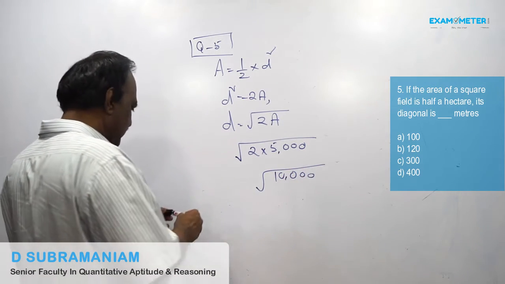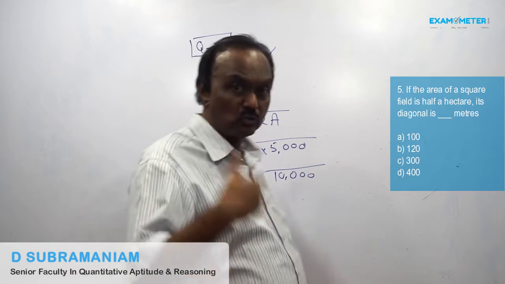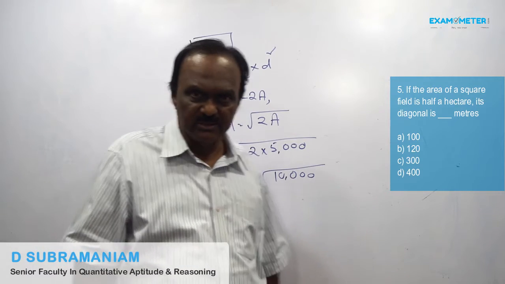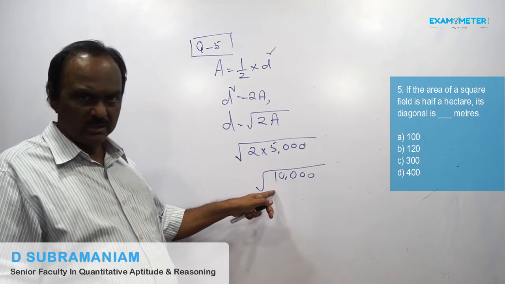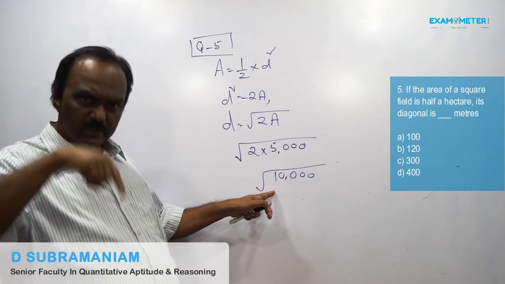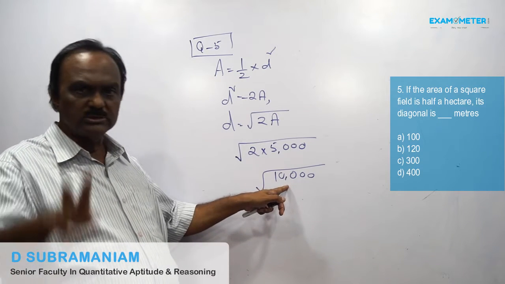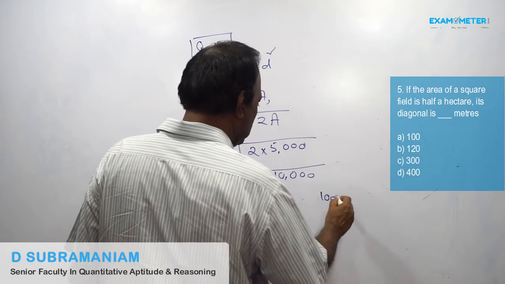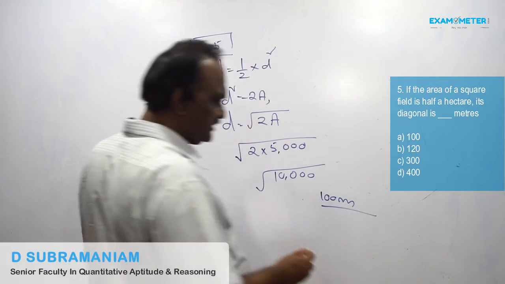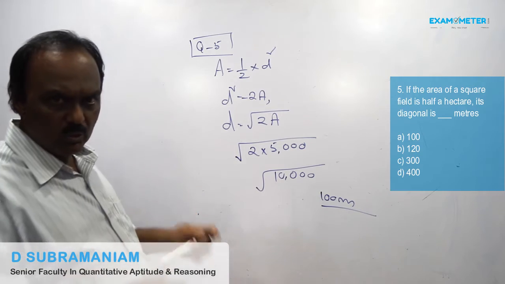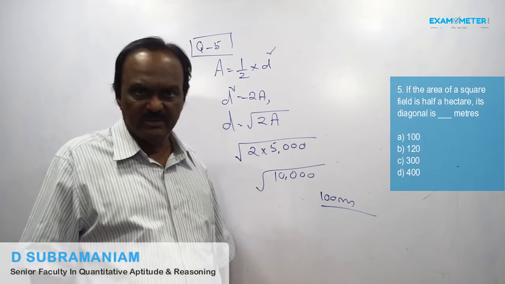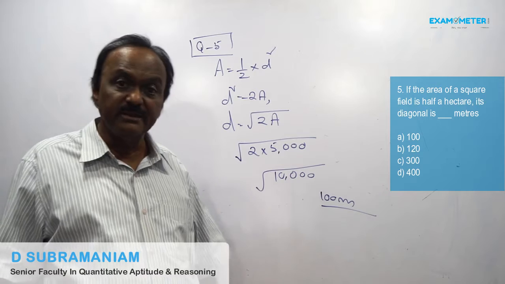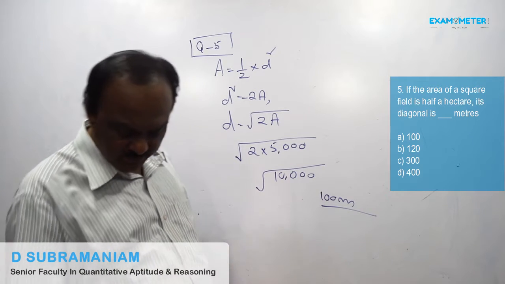10,000. Root of 10,000, how to find out? Previously I have given a shortcut method for this. First find out root of 1. Root of 1 is 1 itself. For 4 zeros, take 2 zeros. So, diagonal is equal to 100 meters. That is multiple choice A.